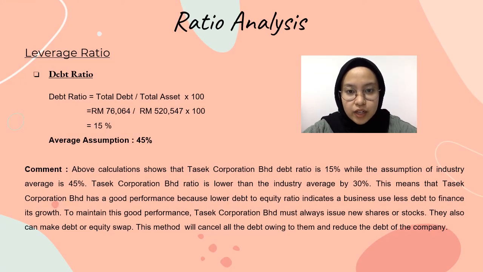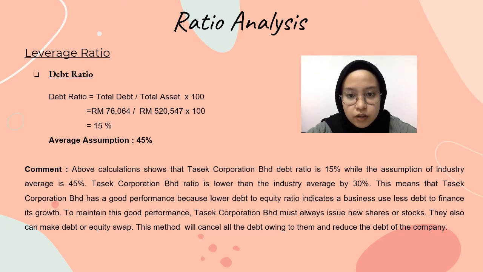Okay, the next one is leverage ratio. The first one under leverage ratio is debt ratio. So the formula is total debt divided by total asset and times 100. So the total debt is 76,064 and the total asset is 520,547, and then we times with 100 and we will get 15%. So the industry average assumption is 45%.